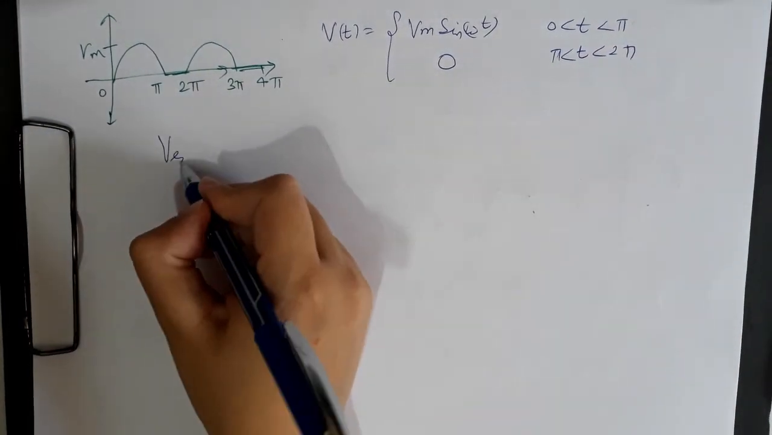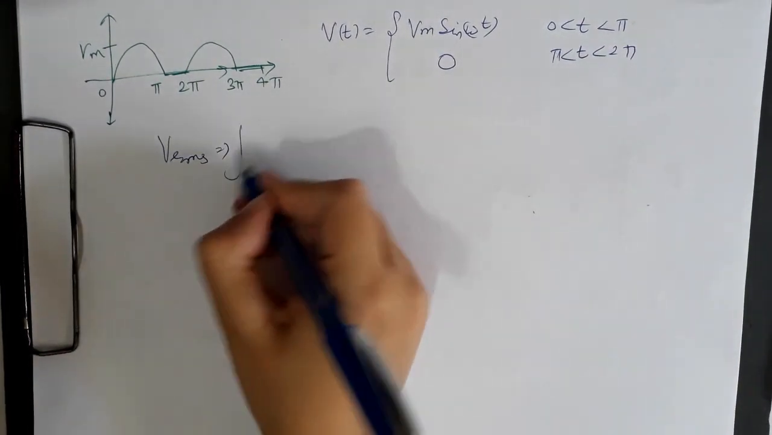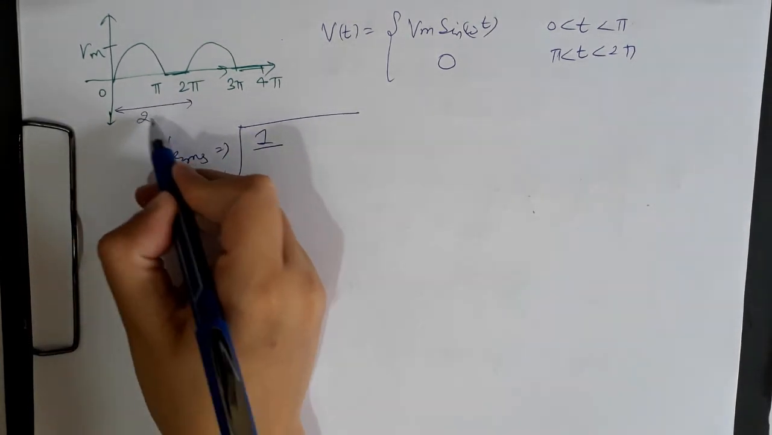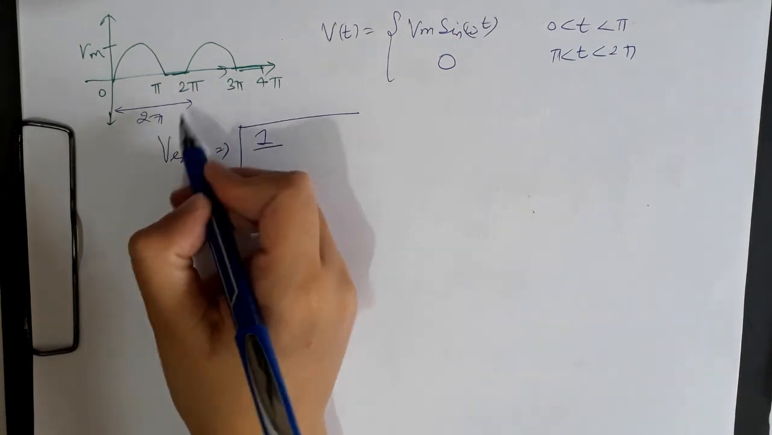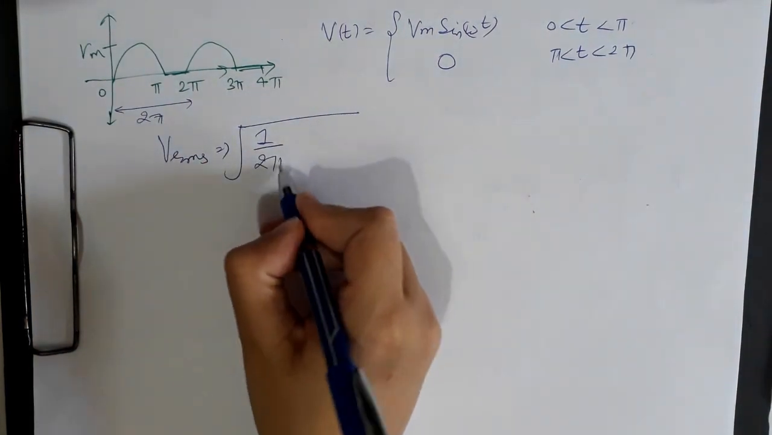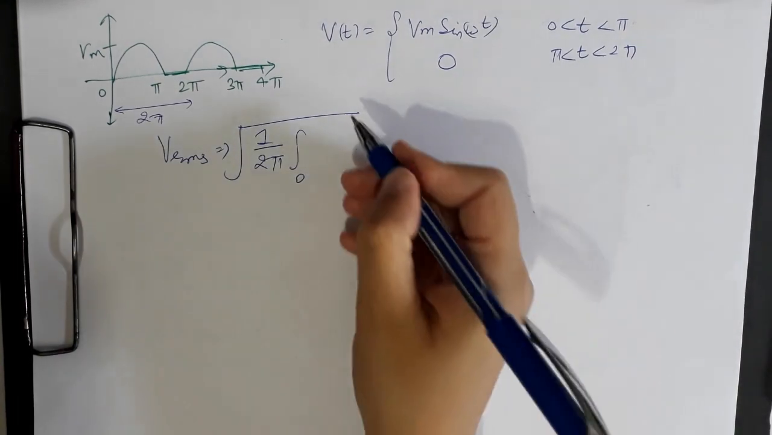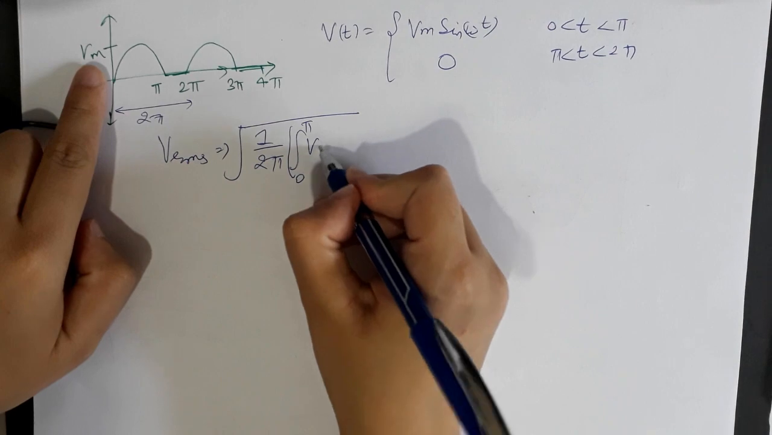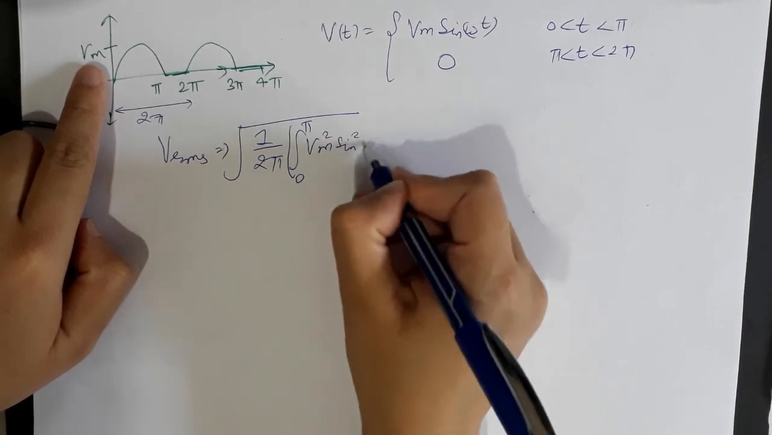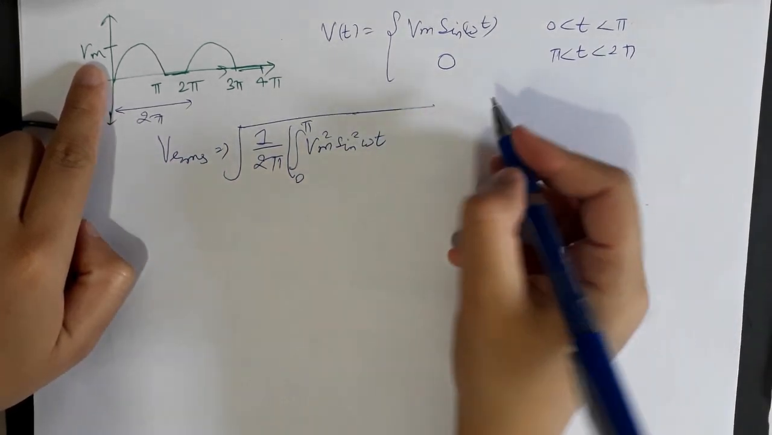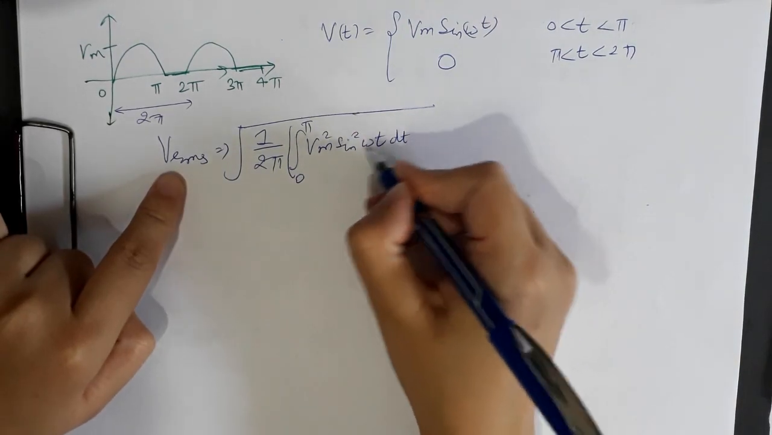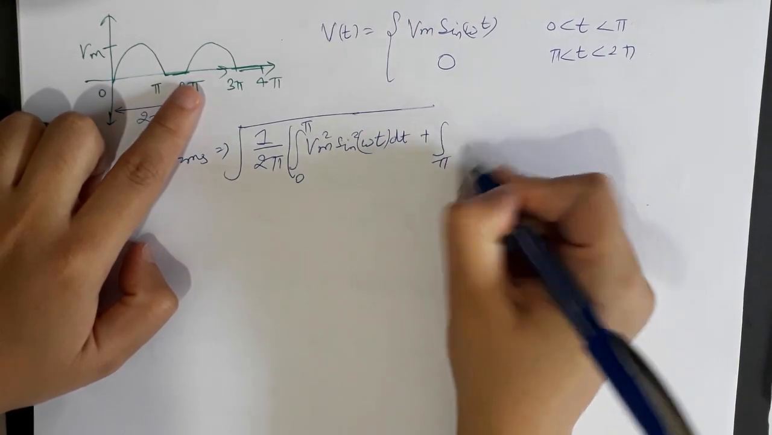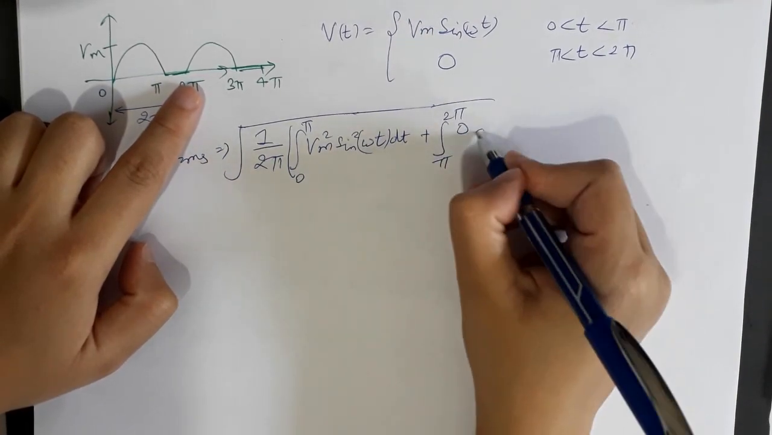Now we have to find out VRMS. This is 1 upon time period. Time period is here 2 pi, because after 2 pi wave is repeating itself. So 1 upon 2 pi integrating from 0 to pi. From 0 to pi our value is Vm square sine square omega t dt, and from pi to 2 pi our value is 0 dt.